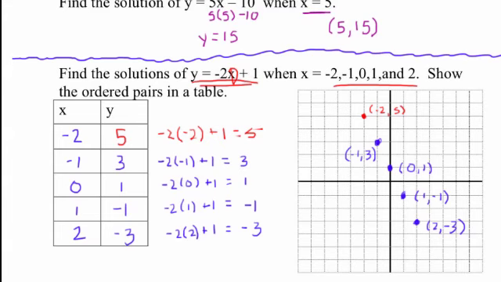And then from our work up at the top of the paper, we have 2 more points to add to our picture. And you can see that this pattern makes a line. This is called a linear function, a linear graph, and we'll talk more about that in days to come.